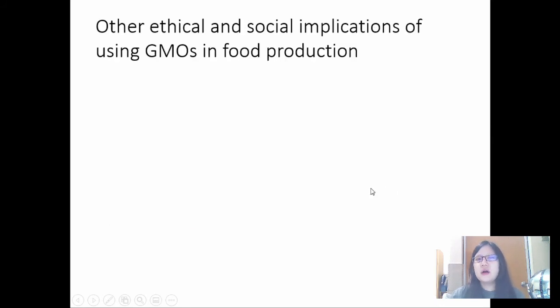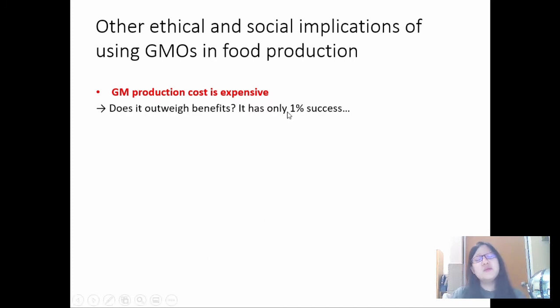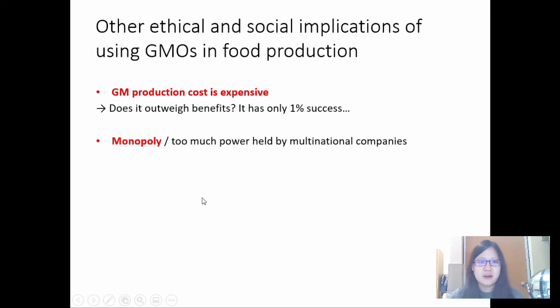How about in general? Again, GM production cost is expensive, the technology is complicated. And we really got to weigh whether it outweighs the benefits or not. It only has like 1% success or way less success, and it takes a lot of trial and error to get to where we have. All these examples we just looked at, they are pretty much miracles. It's very, very hard to find stuff that works. I can't describe to you the scientific process in this limited time. You can ask me yourself.